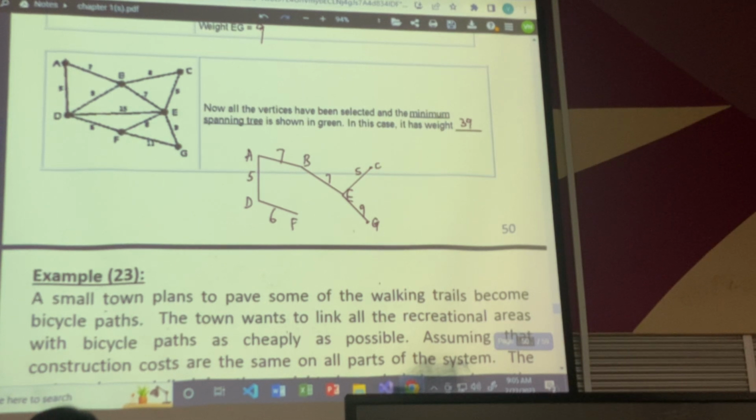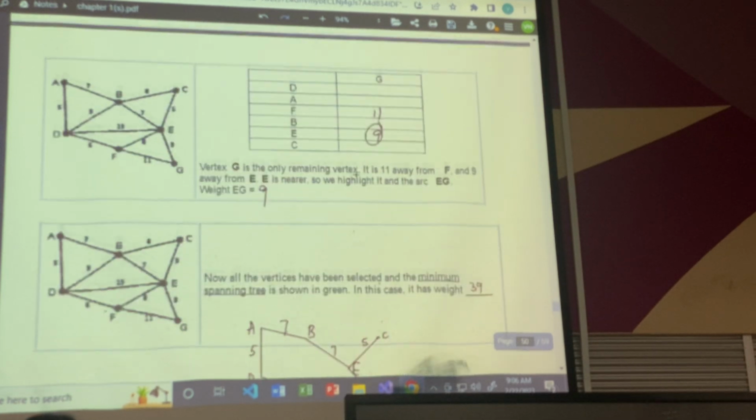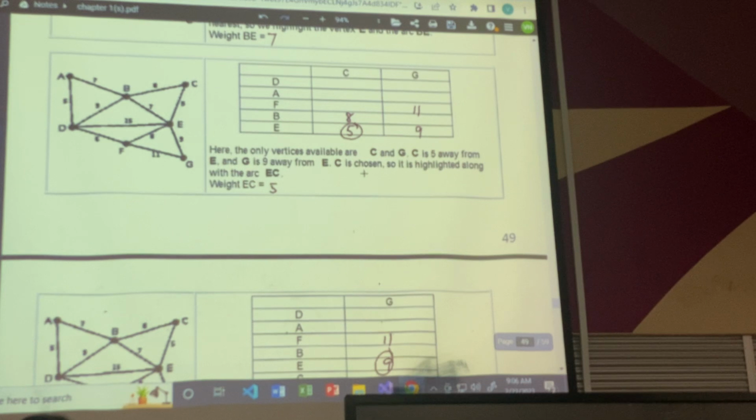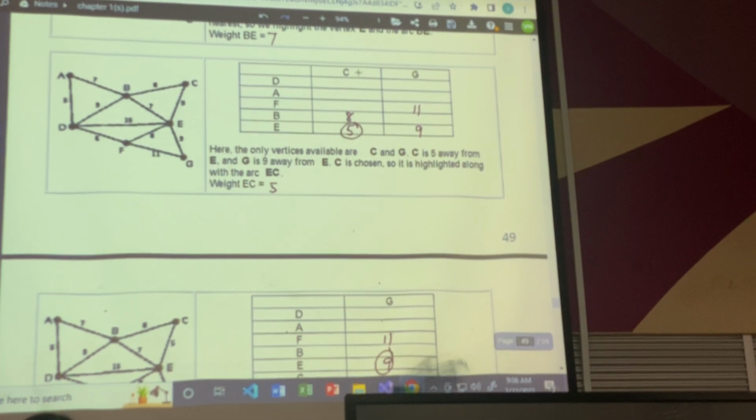Any question? How about when they have the same weight? If the weight is the same, you can choose either one. So let's say now the DF, the EF, see which one. Okay, now let's say the EC is 5. At the same time, your BC is also 5, for example. Then you can choose either one.